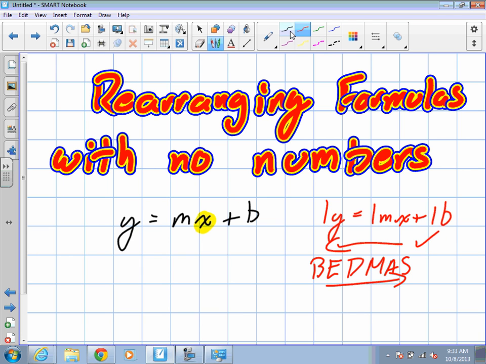So let's first of all talk about all the operations here. Here, this is just a positive y. M and x together, what operation is that? It's multiplication, and this is an addition part of the question. The goal is to isolate x, which means what two variables do we need to move? M and b. The m deals with what operation? Multiplication. And the b deals with?